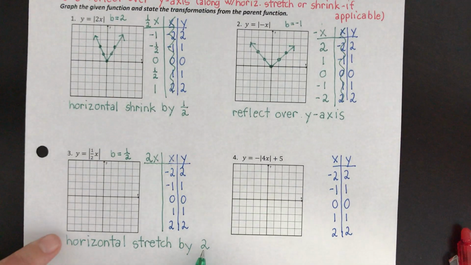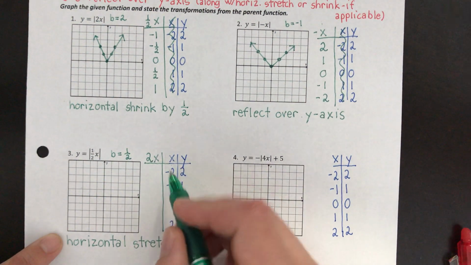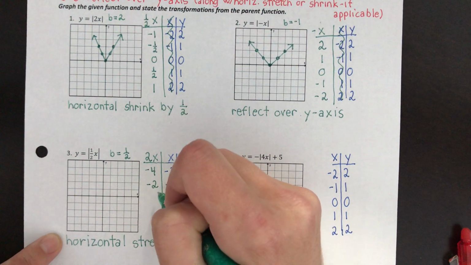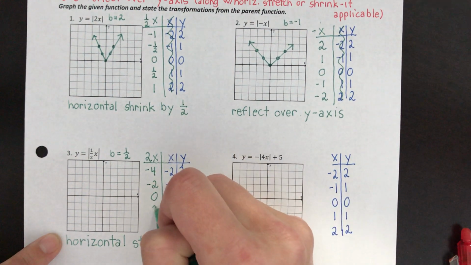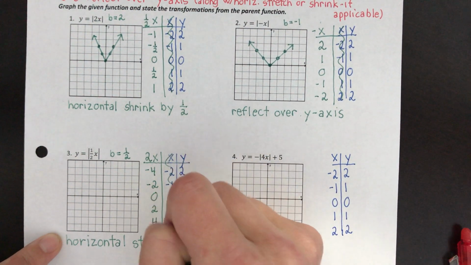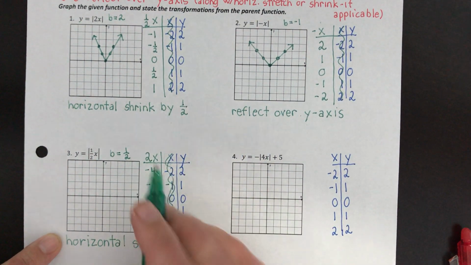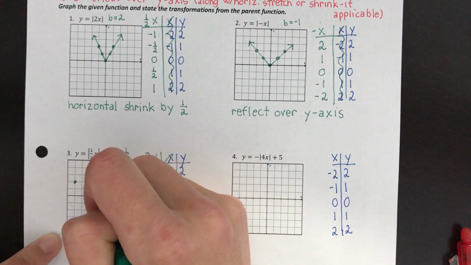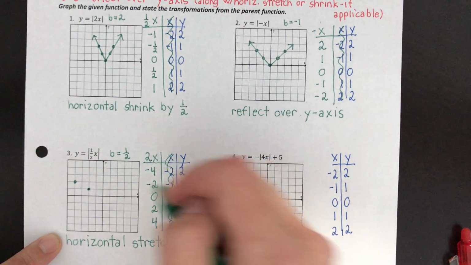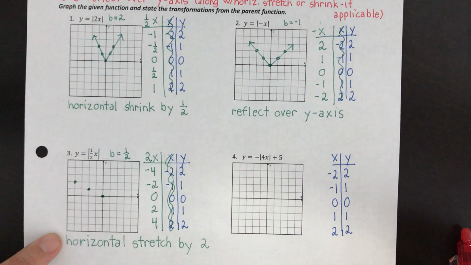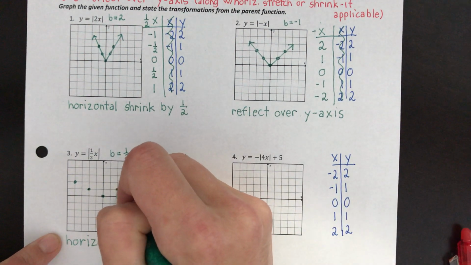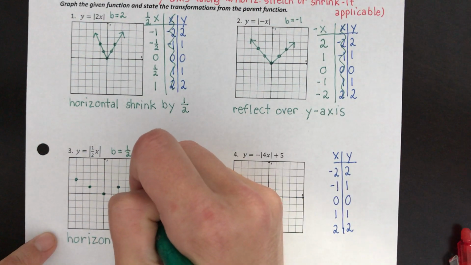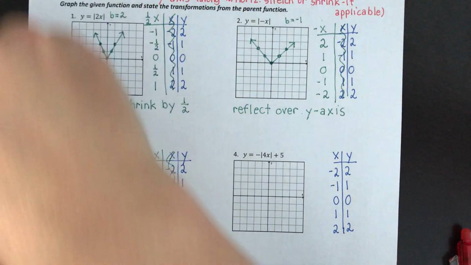All right, so now I've got my horizontal stretch by 2. Let's go ahead and multiply my X values by 2. So -4, -2, 0, 2, 4. So -4, 2, 1, 2, 3, 4, 2, and negative 2, 1, 0, 0, 2, 1, and 4, 2.